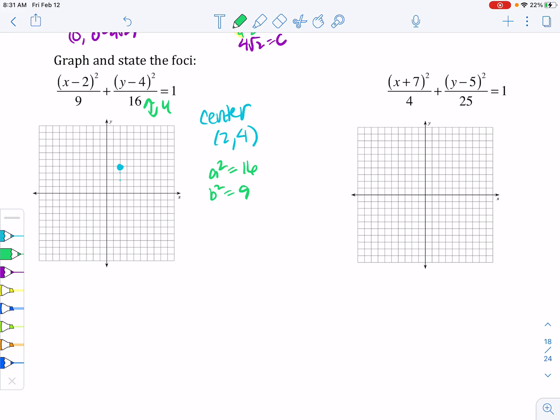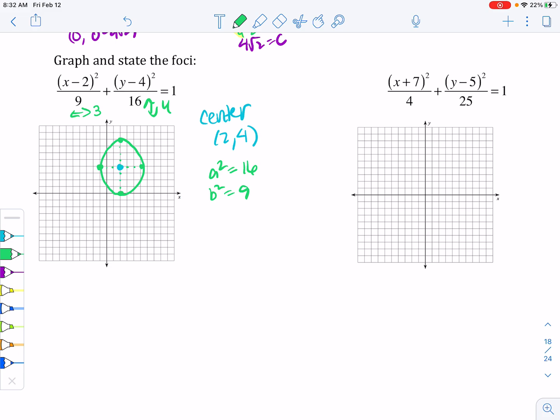Y's go up and down. And then under the x's is 9, so we're going to go left and right by 3. So 1, 2, 3, 4. 1, 2, 3, 4. 1, 2, 3. 1, 2, 3. So we get this kind of shape. So more circular because 3 and 4 are not that far apart. But still not an exact circle. Also, I didn't draw spectacularly.